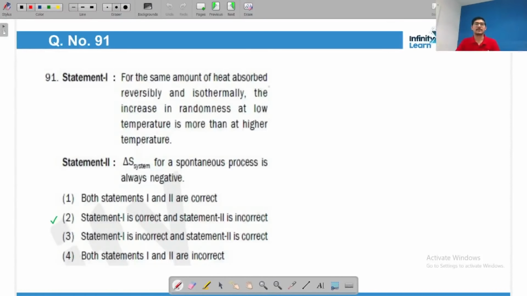For the same amount of heat absorbed reversibly and isothermally, the increase in randomness at low temperature is more than at higher temperature. Yes, because entropy change is Q reversible by T. So entropy change depends inversely on the temperature. Lower the temperature, greater will be the magnitude of entropy change. For a spontaneous process, total entropy change should be positive. The entropy of the system may be positive or negative. It depends upon the process, right? So statement 1 is correct, statement 2 is not.